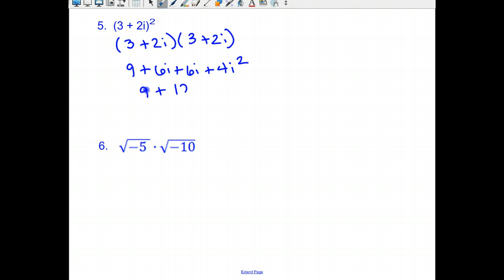9 plus 12i plus 4i squared, and then replace the i squared with -1. Then 9 plus 12i minus 4. 9 minus 4 is 5. So we end up with 5 plus 12i.